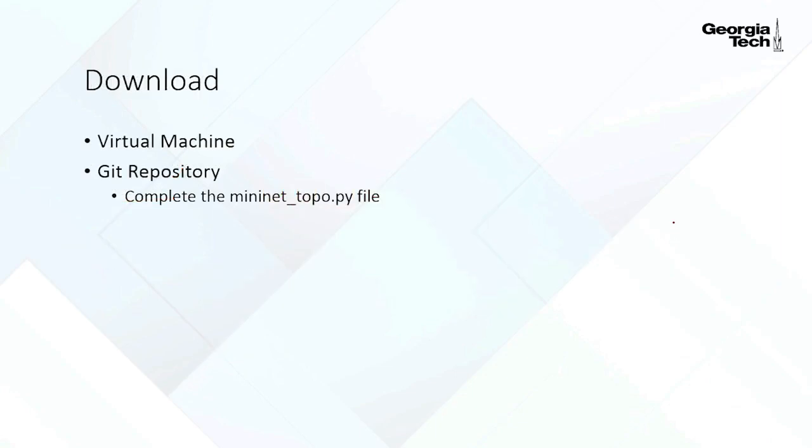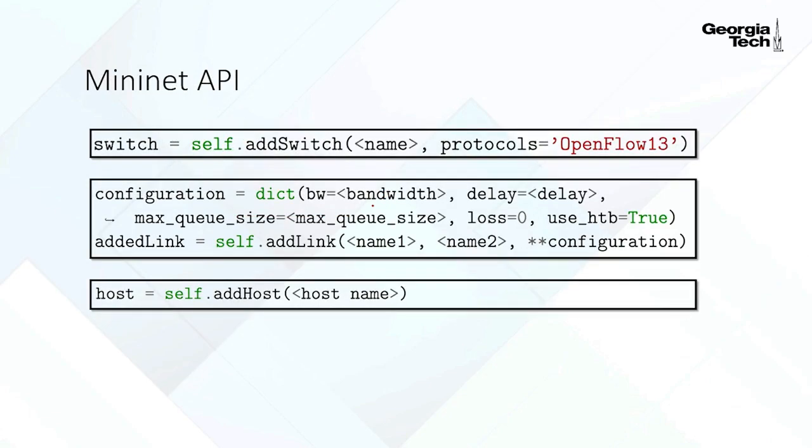The first step is to download the virtual machine and the Git repository that is going to give you the base code for developing this workshop. From the repository, you're already going to have the controller fully implemented. The only file that you need to modify is the mininet topology.py. This is the one that is going to be implementing the Mininet topology. To be able to complete the file that I just mentioned, you're going to be using three main APIs. The first one is add switch.